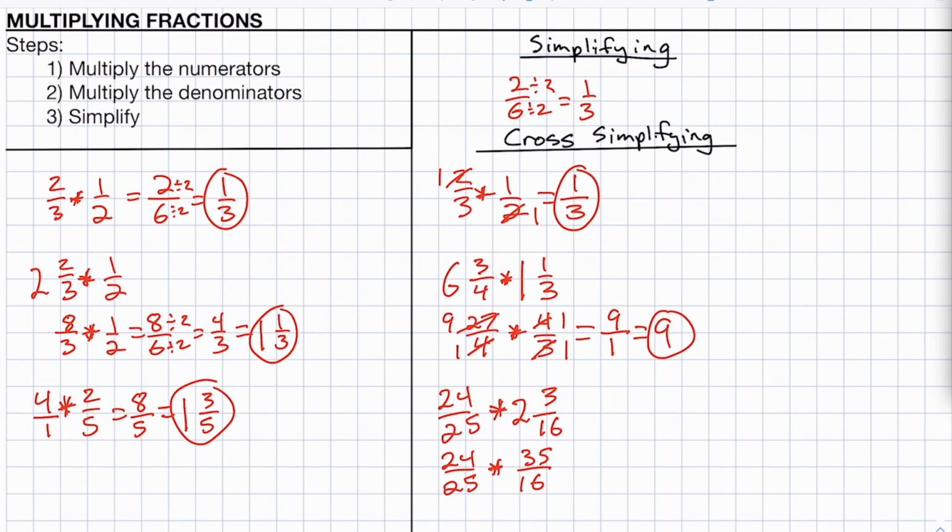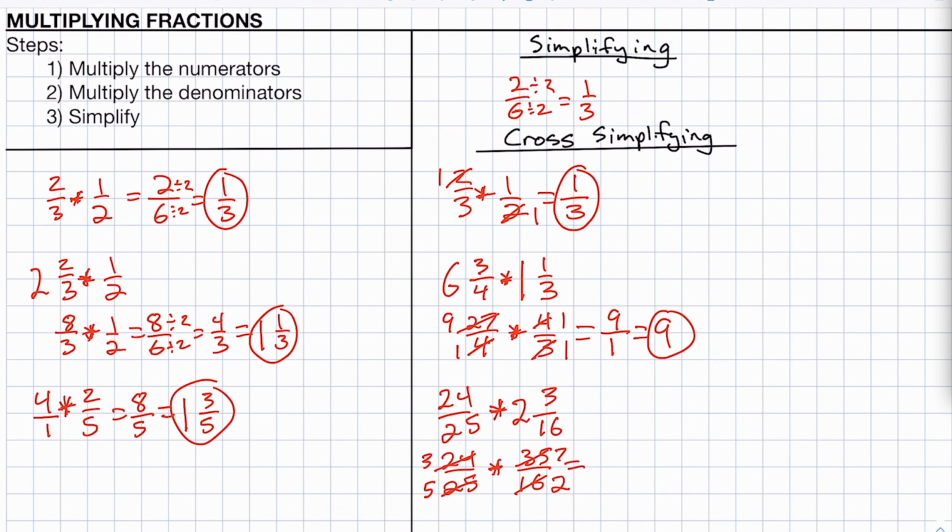But instead, I'm going to look at my diagonals. So I'm not even going to cover them up. I'm just going to think 24 and 16. Do they have any common factors? Oh, I could divide those both by 8. So 24 divided by 8 turns into 3, and 16 divided by 8 equals 2. Then I'm going to do the same thing for the other diagonals, my 25 and the 35. I can divide those both by 5. 25 divided by 5 is 5. 35 divided by 5 is 7.